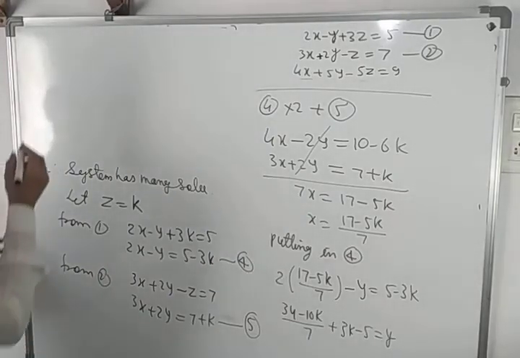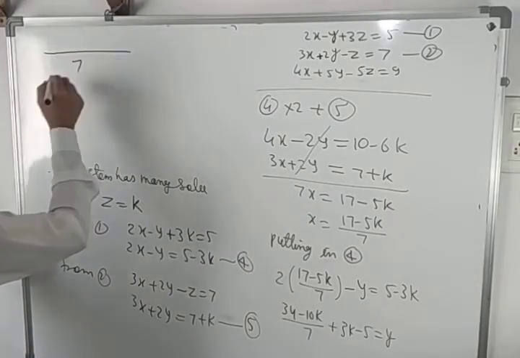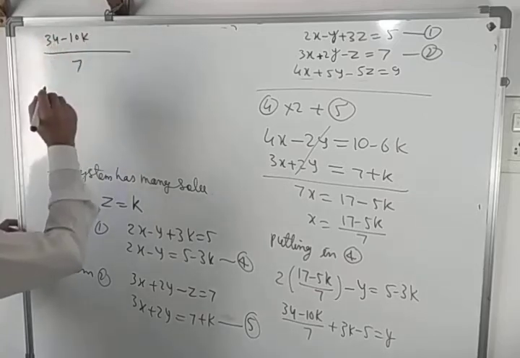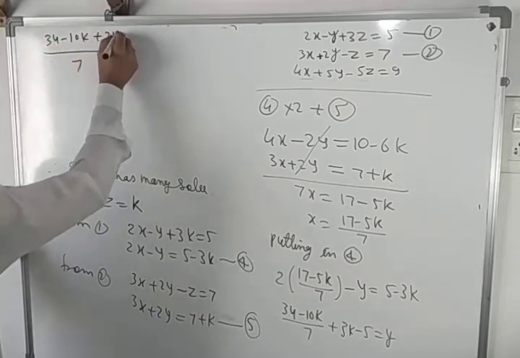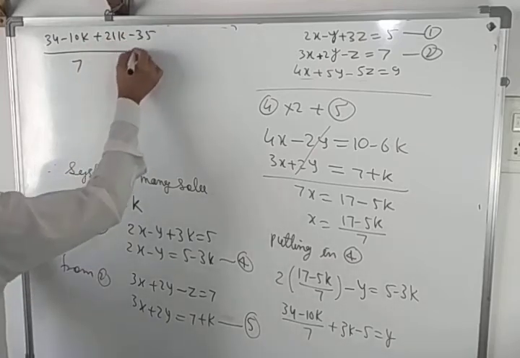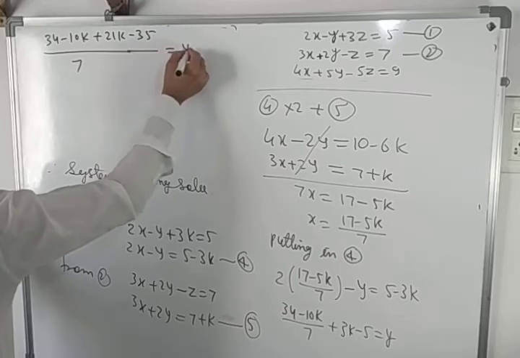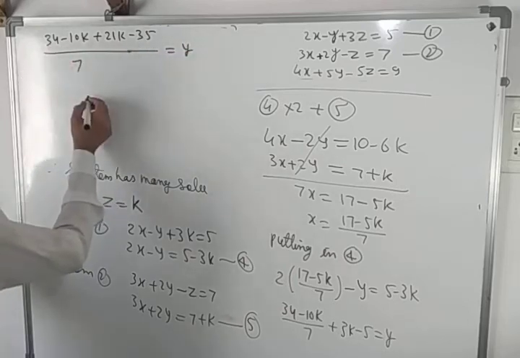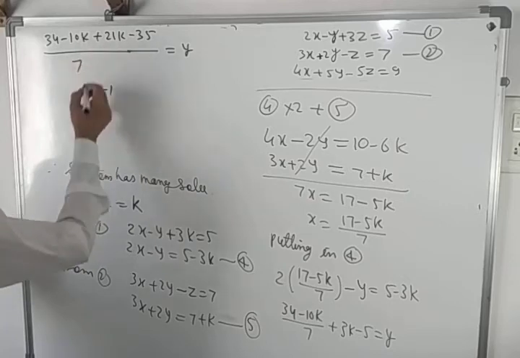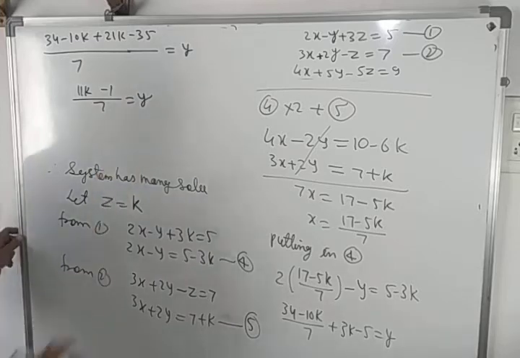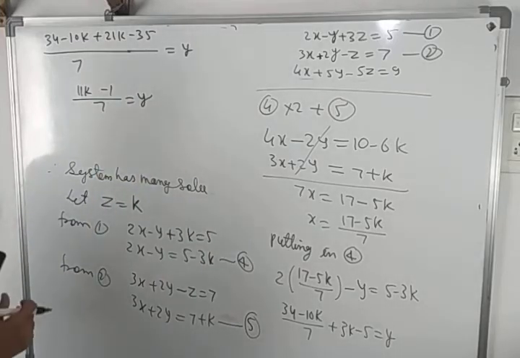Now taking LCM, we will have 34 minus 10k plus 21k minus 35 is equal to y. So minus 35 plus 34 will be minus 1, and this is 11k. So this is the value of y.